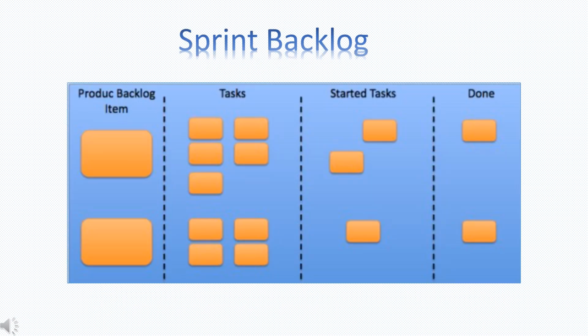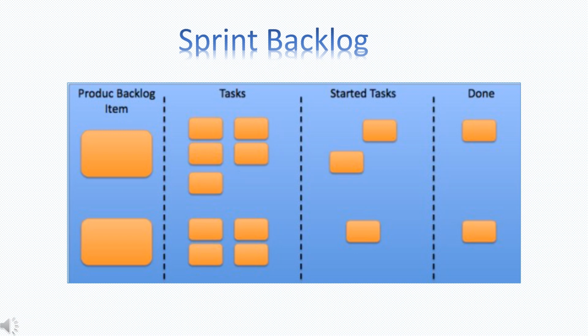The sprint backlog is a subset of the product backlog and contains the user stories which have been selected for the sprint. The sprint backlog emerges during sprint planning, and once agreement has been reached on what is going to be included in the sprint backlog, it does not change during the sprint.